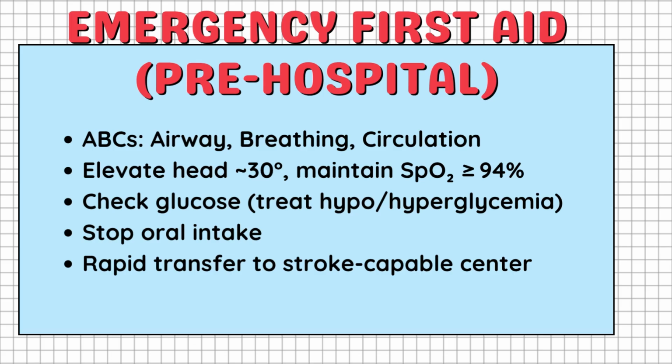Do not allow the patient to take anything orally, as their swallowing ability may be compromised. Establish at least one large bore IV line and begin monitoring vitals. Document the exact time the patient was last known well. This is critical for determining eligibility for thrombolytic therapy. Finally, ensure rapid transport to a designated stroke center, preferably one with advanced imaging and interventional capabilities. Remember, time is brain. Delays in pre-hospital care can cost millions of neurons per minute.